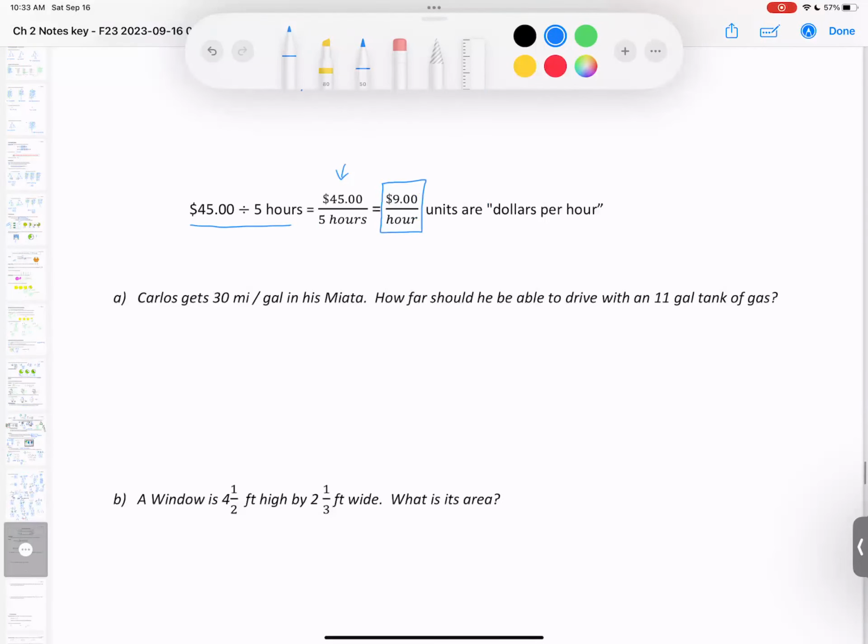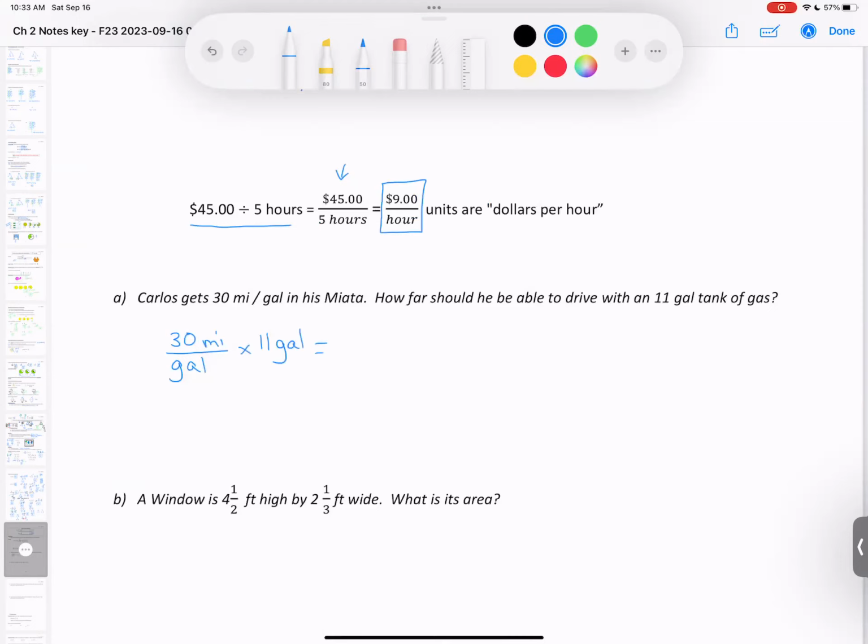All right, going on. So we have Carlos gets 30 miles per gallon in his Miata. How far should he be able to drive with 11 gallons of gas? Okay, so he gets 30 miles per gallon. So for every gallon he goes, he gets 30 miles. He has 11 gallons. So if we take our 30 miles per each gallon and we multiply that by 11 gallons, we should figure out how far he can go now that he has 11 gallons.